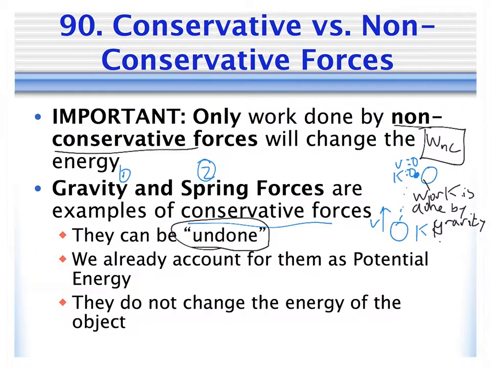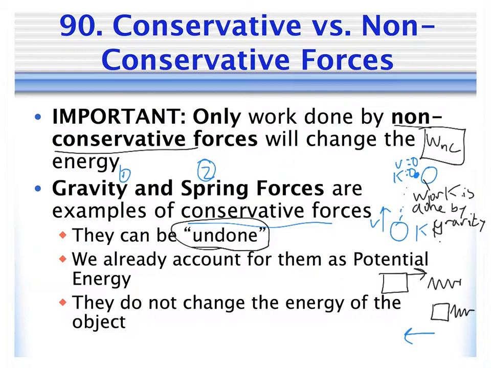And we see the same thing with springs. If we have an object moving, it runs into a spring, it compresses the spring and eventually takes away the kinetic energy of the object. But what can happen then is that spring will uncompress and will give the object back its kinetic energy. So that's another example of a conservative force. The spring takes away the energy, stores it temporarily, hence it being called potential energy, and then gives it back. So both spring and gravity are conservative forces.